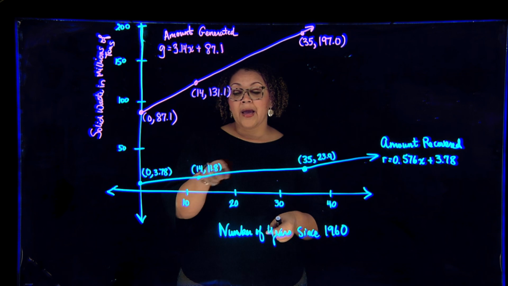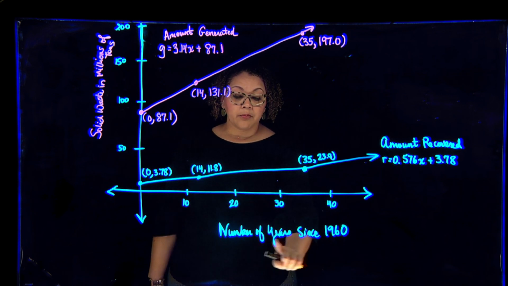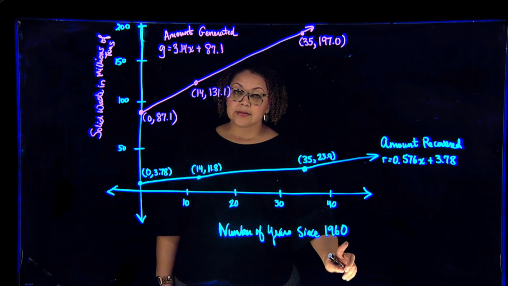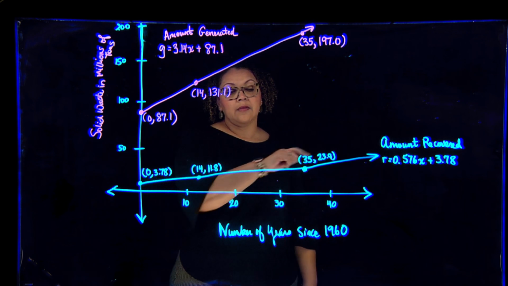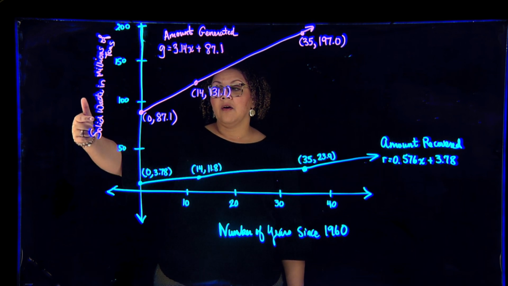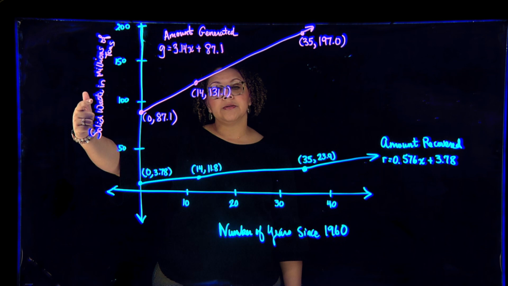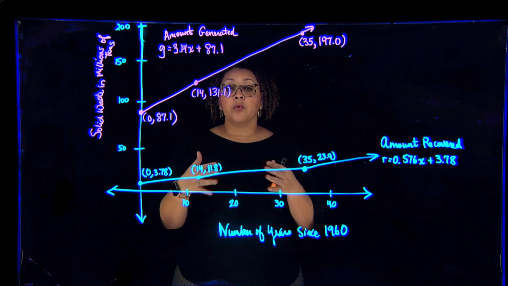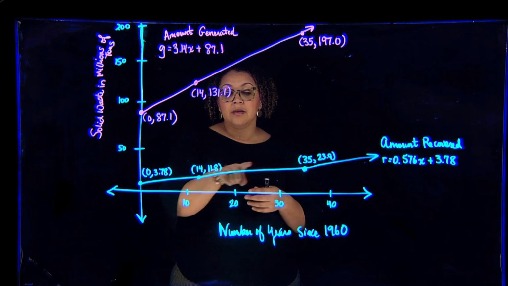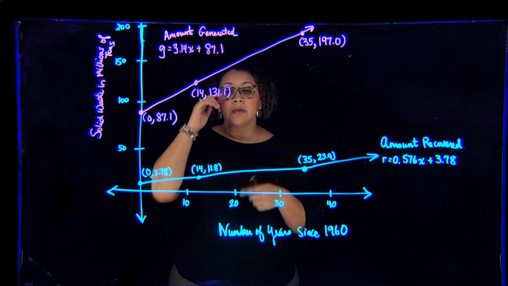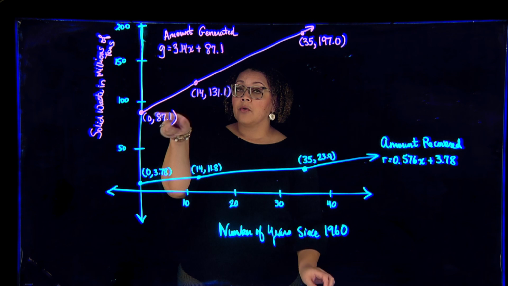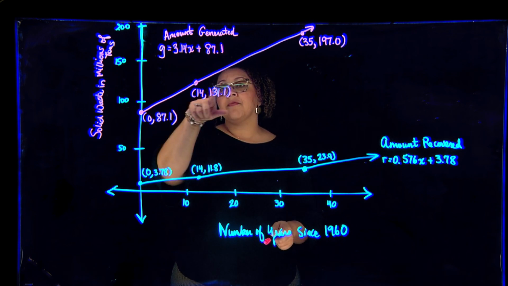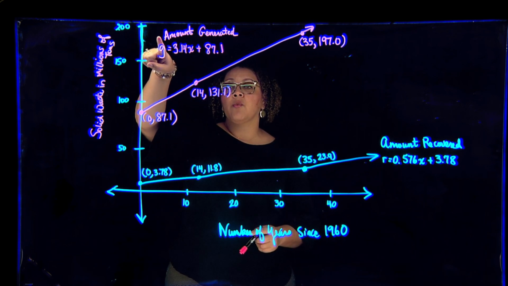So the ordered pair is telling you the number of years since 1960, and the y value in the ordered pair is telling you the amount of solid waste in millions of tons. So the questions that you're going to answer, you'll be able to do that by using these ordered pairs for each of the lines. Now this pink graph represents the amount of waste generated.